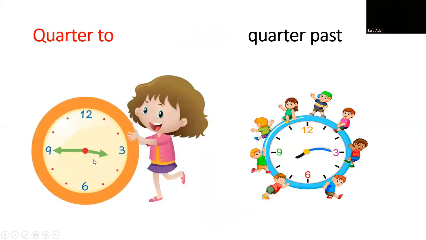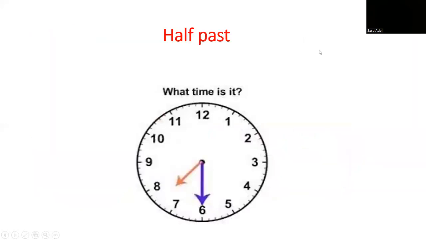Here, the hour hand is between 3 and 4, it's a quarter to 4. Here, the hour hand stands on 8, then it will be quarter past 8. In this case, the minute hand stands on 6 and the hour hand is between 7 and 8. Then it's half past 7.